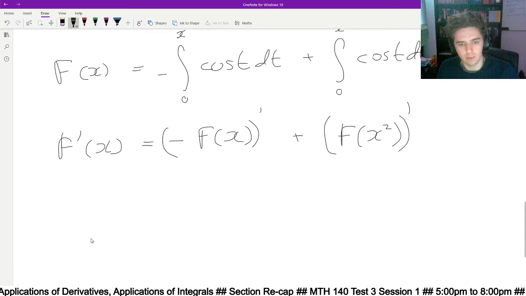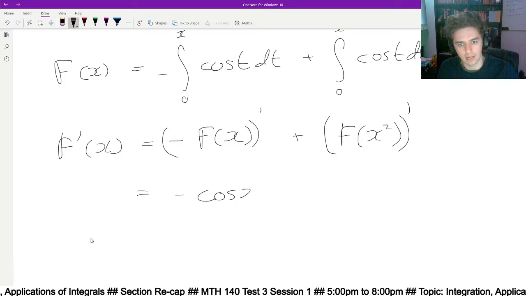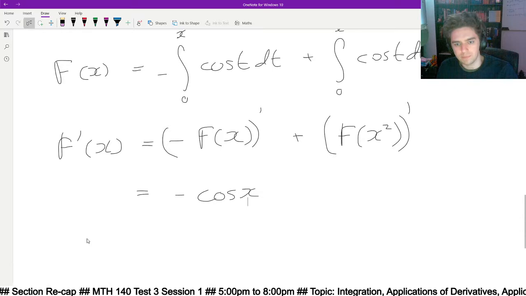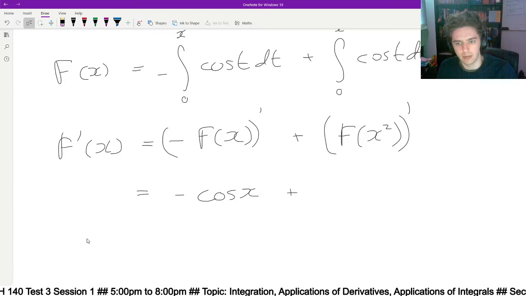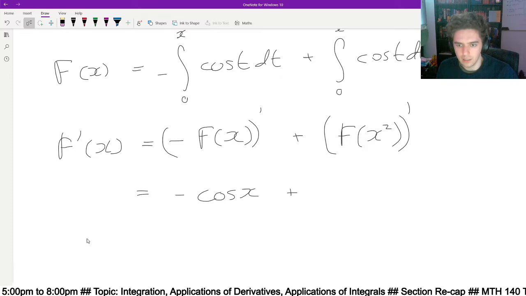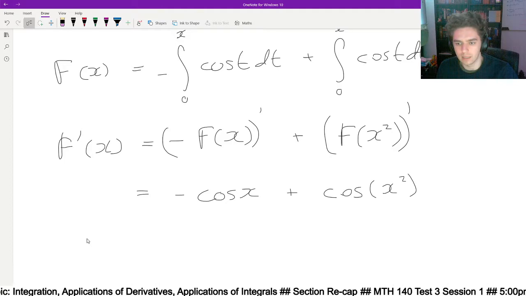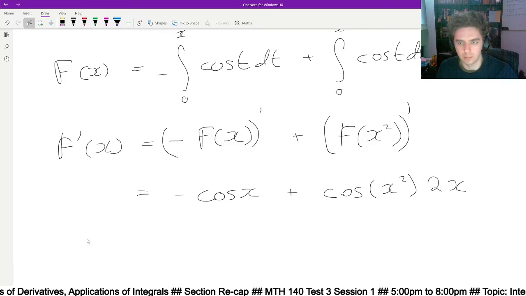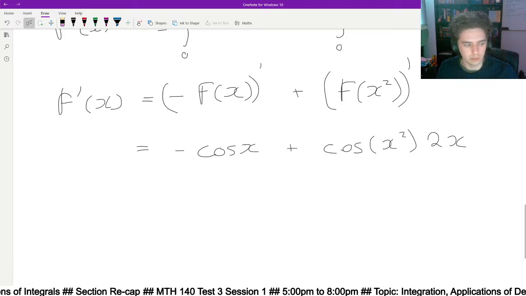So I'm going to actually take the derivative now. The fundamental theorem of calculus says that this derivative here is just cos x. And this one's a little bit more complicated. It's plus f of x squared, so it's a composite function, f of g of x. So we've got to use the chain rule. The derivative of the outside is cos of x squared, and then you multiply by the derivative of the inside, 2x. That's just the chain rule. And that should be your answer.